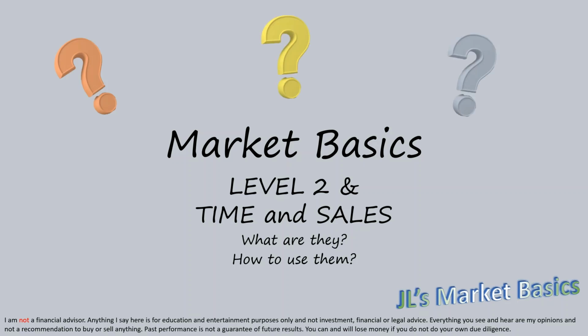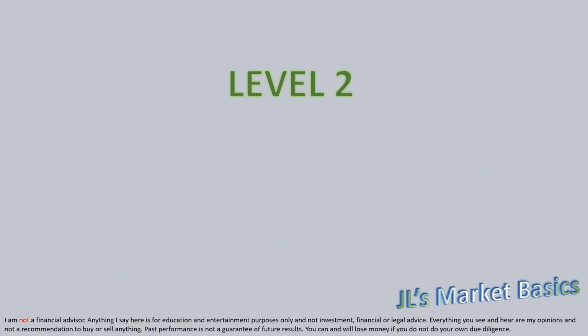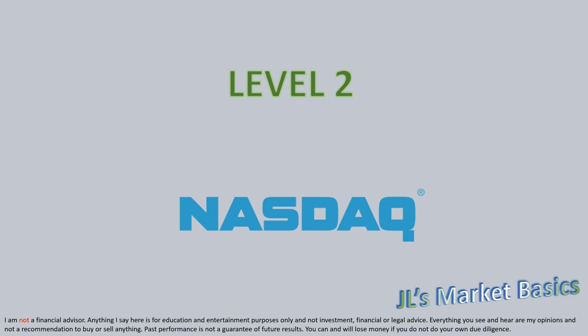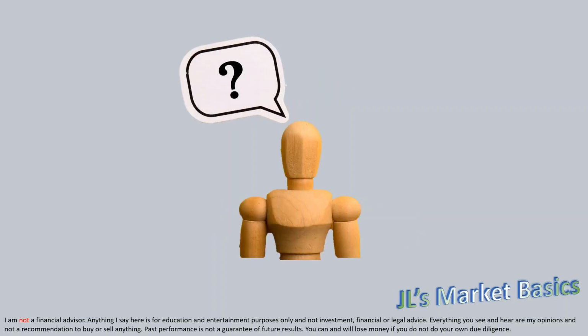Risk management, what is it and how do we use it? Level 2, simply put, is the order book for the NASDAQ. You might be asking, what is the order book?